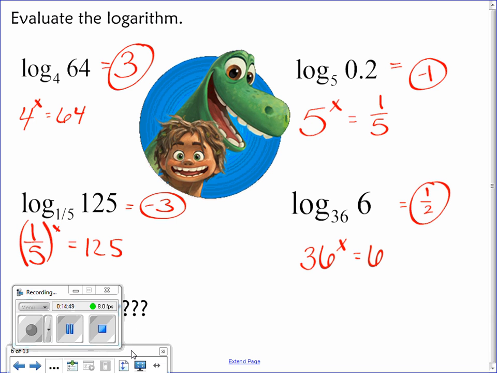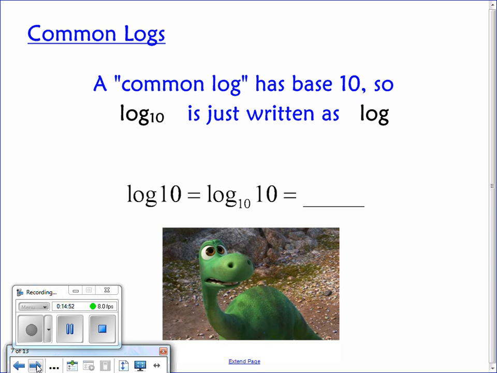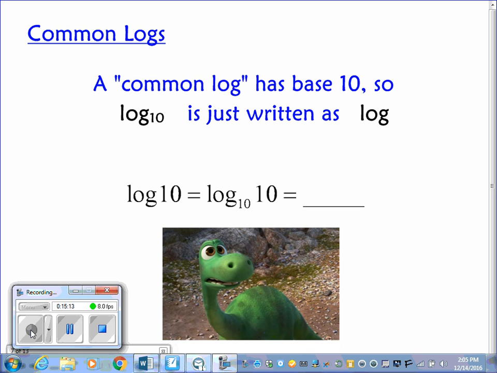Reason being, I do want to talk a little bit about this today. Your calculator uses what's known as the common log. A common log has a base of 10. So anytime you're using the log button on your calculator, it's log base 10, and you can't change it. So all the things that we've been doing that have different bases, you cannot directly type into your calculator. Tomorrow, I'll show you a trick to make it do other bases for you.